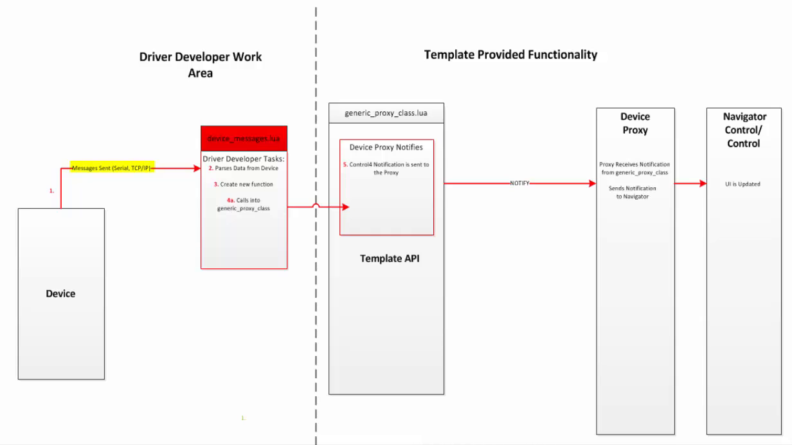Here we see the device sending a message via its communication port to update the Navigator UI or Composer's Device Control UI. We can see at point number 2 that incoming data from the device must first be parsed by you, the driver developer. This work happens in the device messages Lua file, which is delivered in the template. Let's look at this closer using the pool controller template as an example.